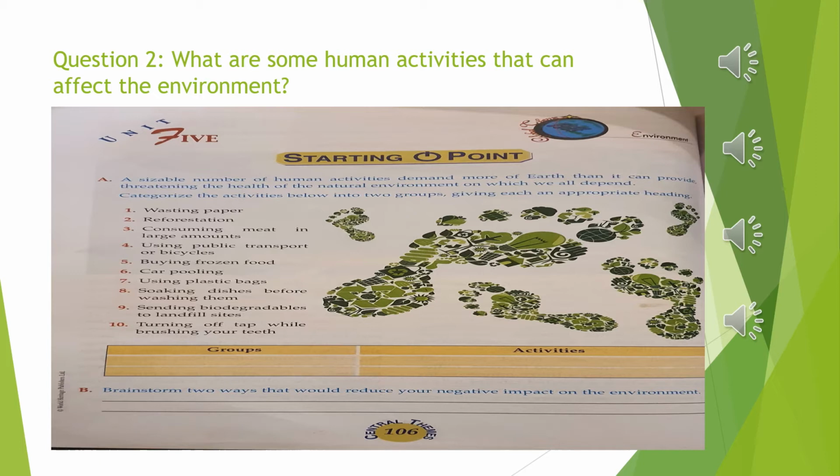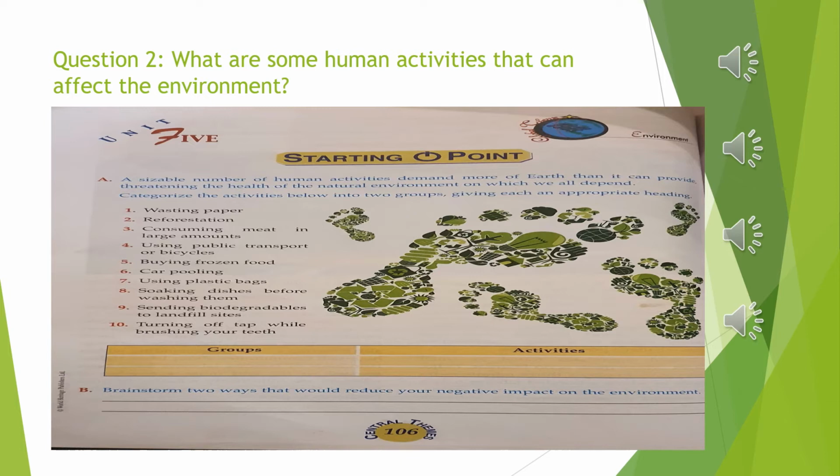A sizable number of human activities demand more of Earth than it can provide, threatening the health of the natural environment on which we all depend. Categorize the activities below into 2 groups, giving each an appropriate heading. Let's have a look at the 10 activities given in front of us.